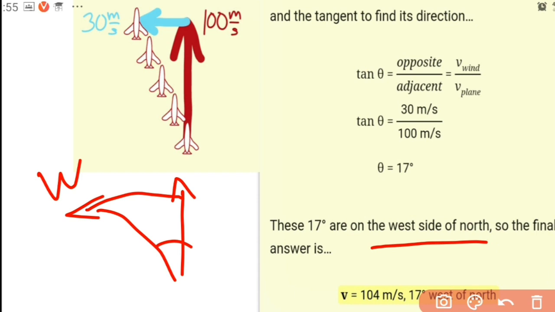That means its resultant velocity is now in this direction, because of the presence of the wind. Actually it was moving towards north. Because of the wind, now this is the direction. So how will you state that direction? From north, the aeroplane's direction is making an angle of 17 degree with the direction of north towards west. Okay, that is how you have to state the direction.